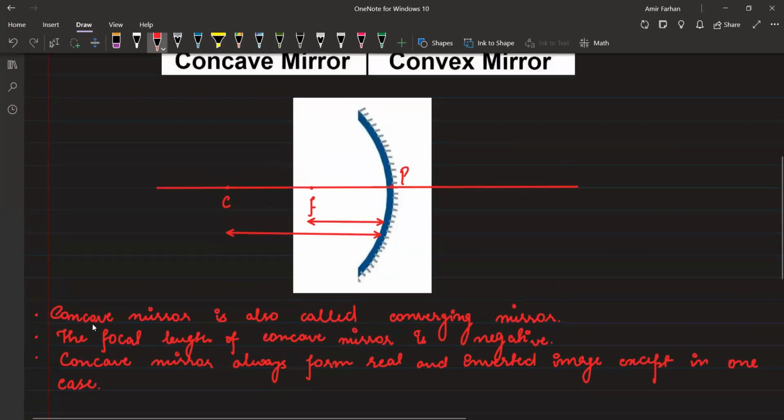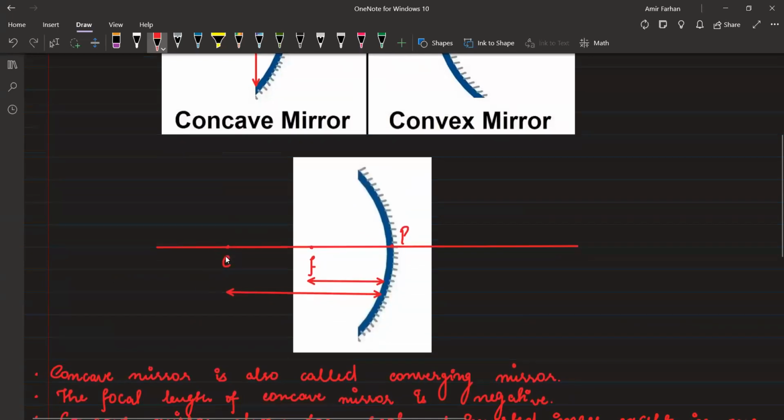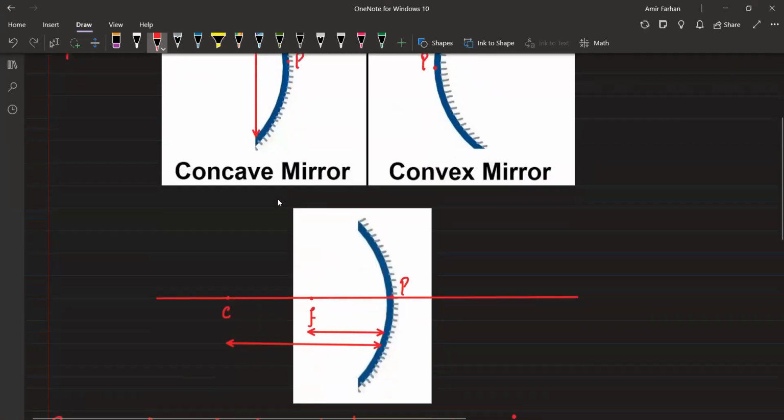One more thing: the center of curvature is nothing but your radius, yes or no? This whole distance. There is a relationship between the center of curvature and focal length: R is equal to twice the focal length. Clear? This is a very important relationship for this topic. If you want to calculate the focal length and the radius of curvature is given, you have to divide the radius of curvature by 2 to get the focal length, yes or no?